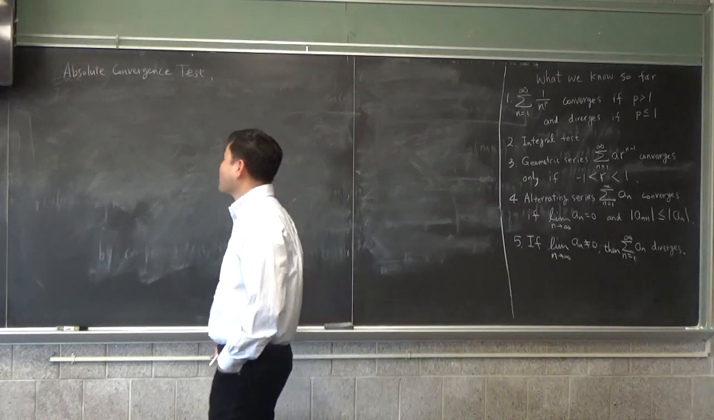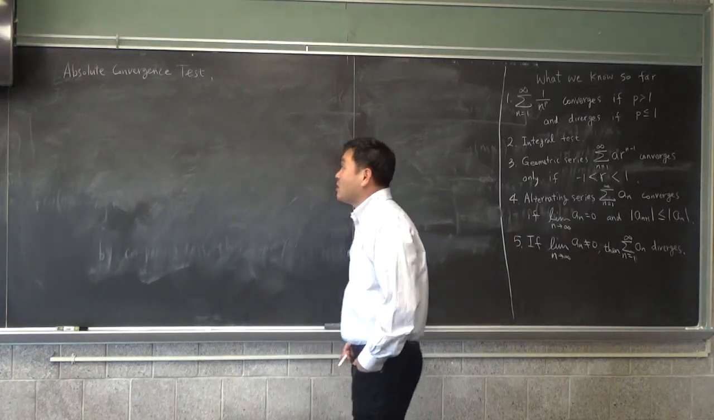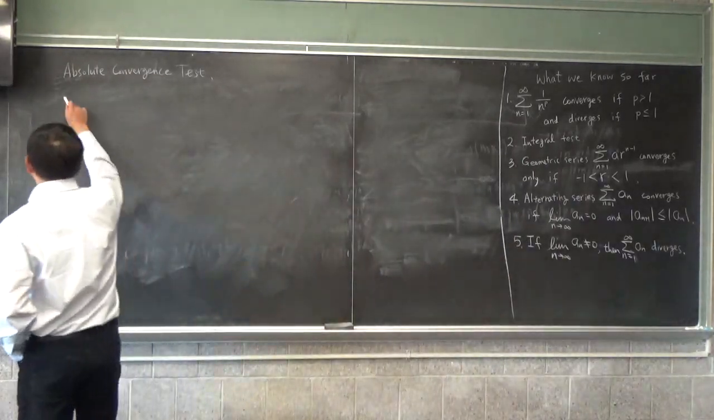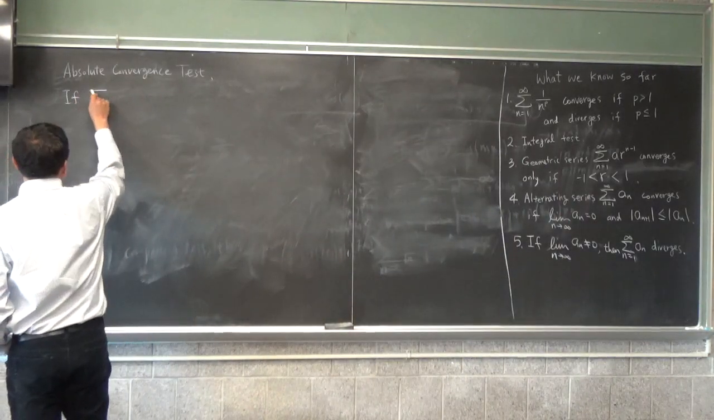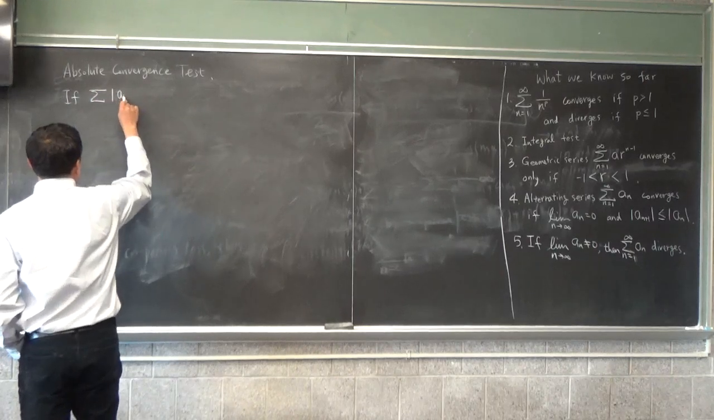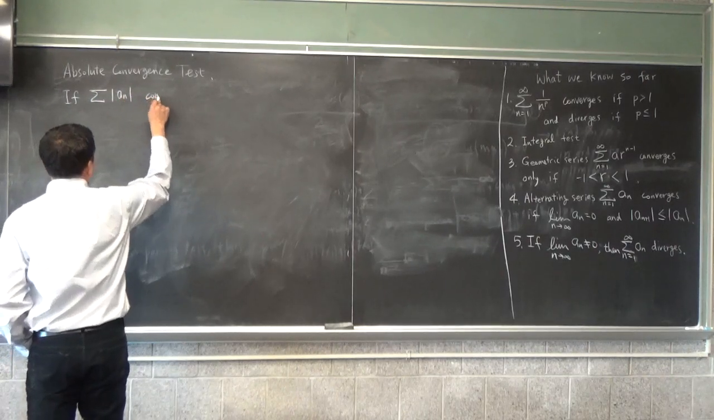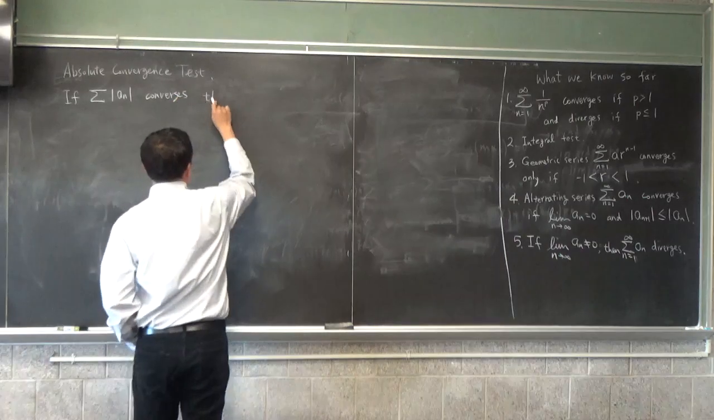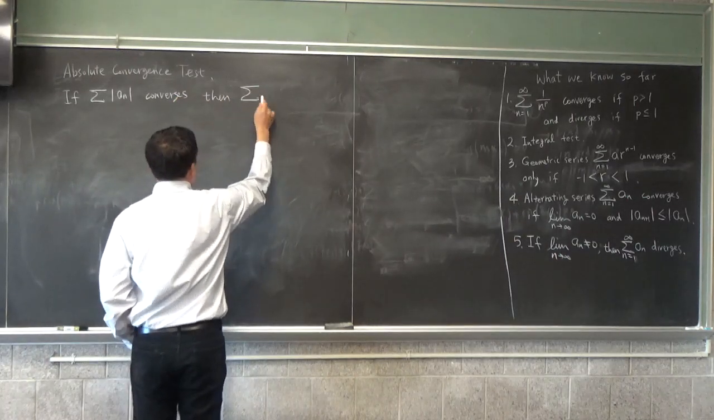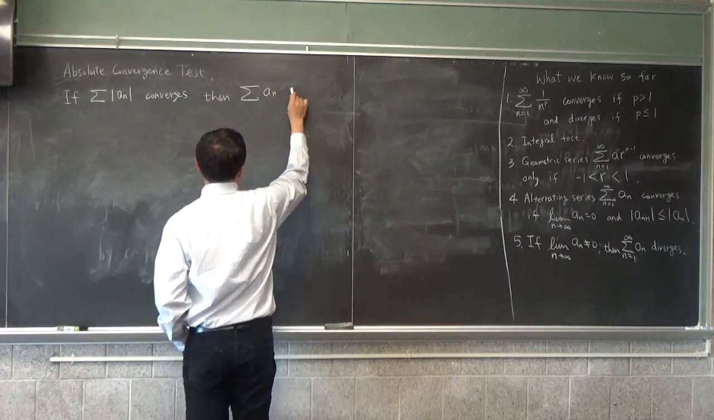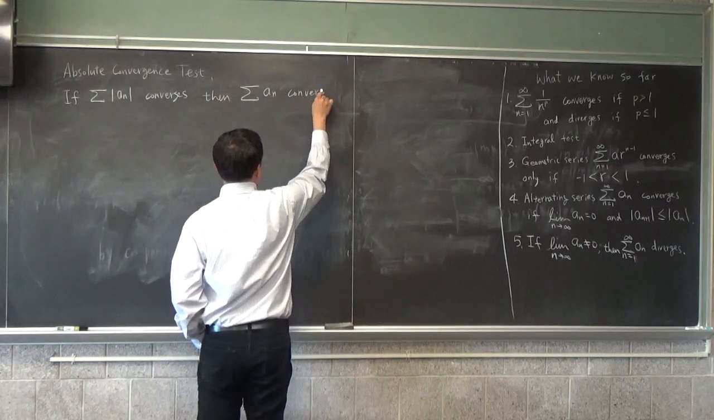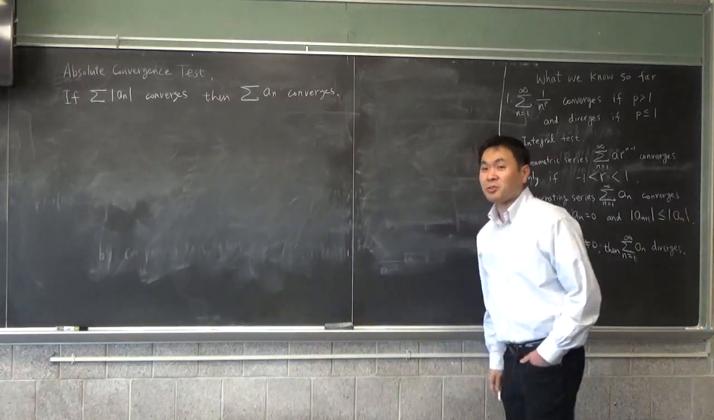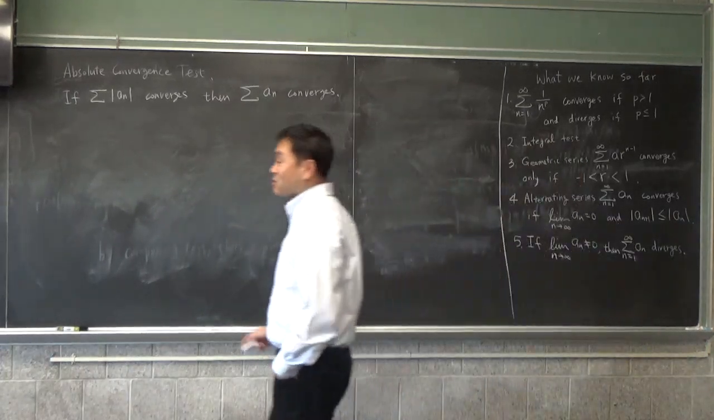I don't know. For that case, we have the absolute convergence test, which says if the summation of the absolute value of a_n converges, then the one without absolute value converges as well. It's a very simple thing. So here's an example.